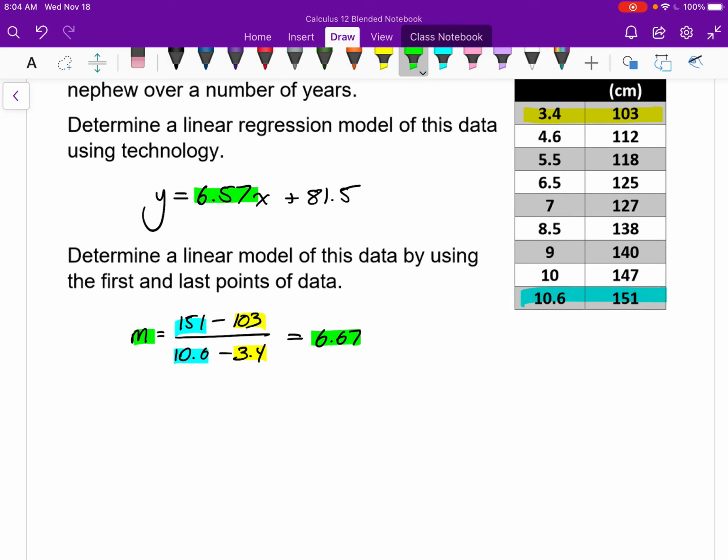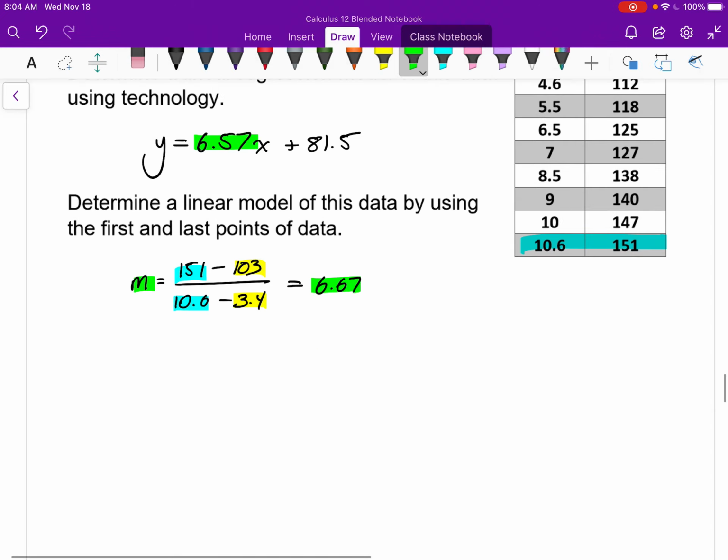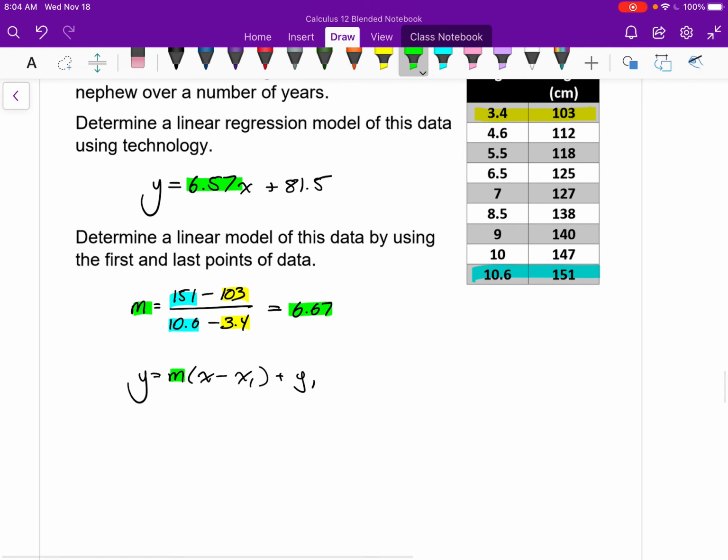Pretty small difference, actually. And so now, to find the equation, I'm going to use point slope form. I'm going to use this form, m times x minus x1 plus y1. I got my slope. My x1, y1, I just got to pick a point. I could pick any of these. Well, I should really just pick either the first point or the last point, because that's what I'm focusing on. I'll pick the first point just because it's first. And so my equation would be y equals 6.67 times x minus 3.4 plus 103.